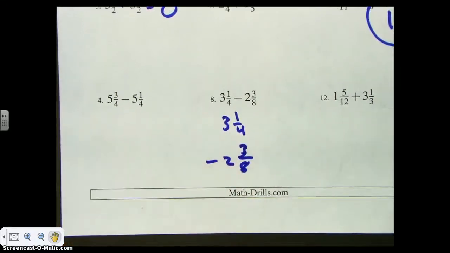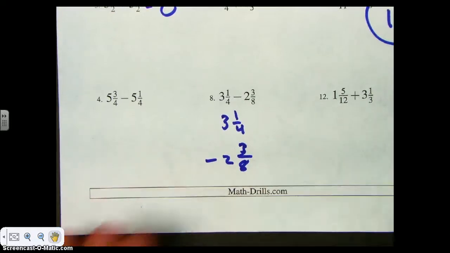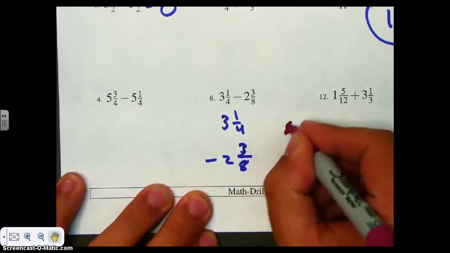All right. So 3 and 1/4 minus 2 and 3/8. Subtraction is the same thing. You're going to find the least common denominator, just like before, write equivalent fractions, all that's the same. In this case, the least common denominator is 8.